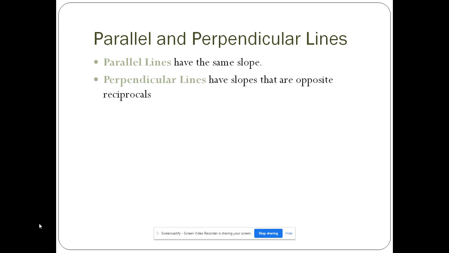Reciprocal meaning you take the numerical value and you flip the fraction. So say that one line had a slope of 3. The reciprocal of 3 is 1/3. Okay, so if it's the opposite reciprocal of 3, that would be negative 1/3.